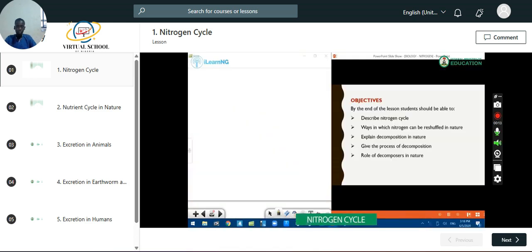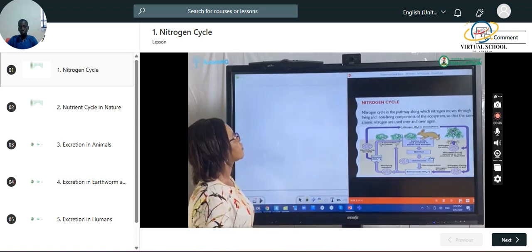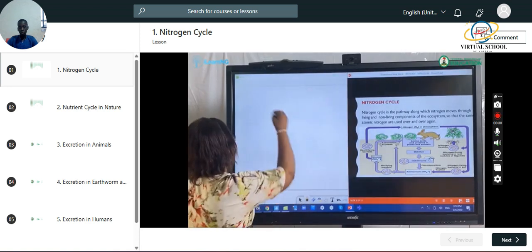The objective of this topic is that by the end of this lesson, you should be able to describe the nitrogen cycle, give ways in which nitrogen can be reshuffled in nature, explain the composition in nature, give the process of decomposition, and also give the role of decomposers in nature. Now let's look at the nitrogen cycle.